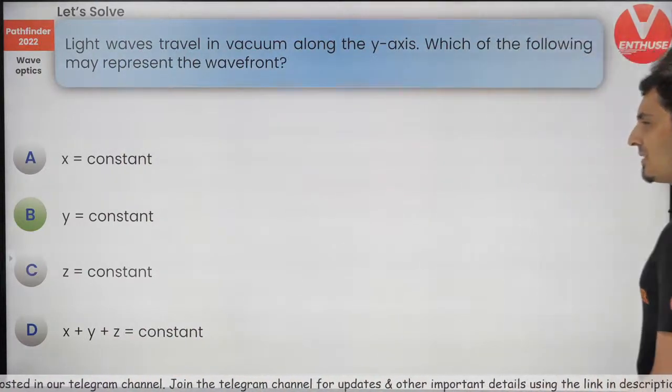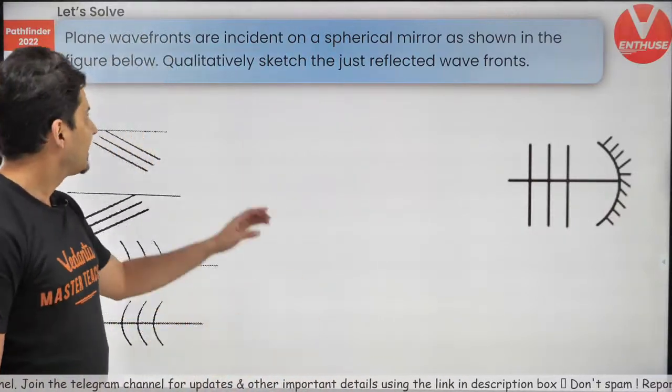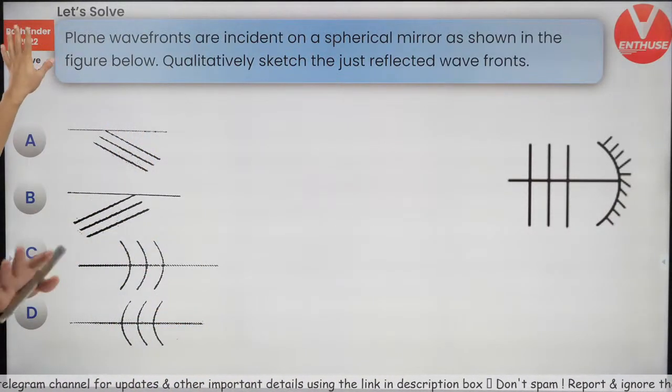Okay, so is that fine? So y is a constant. Moving on to the next question coming up on your screen, and here it is. Yes, option A was correct. So, option B was correct.